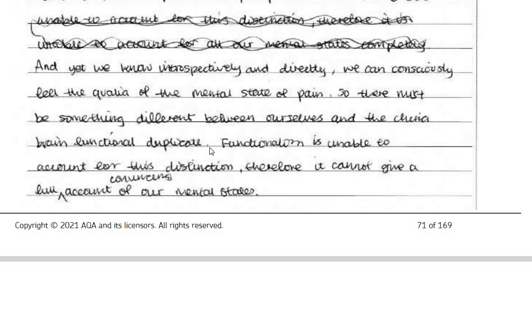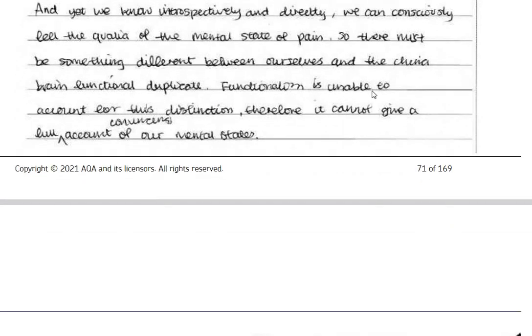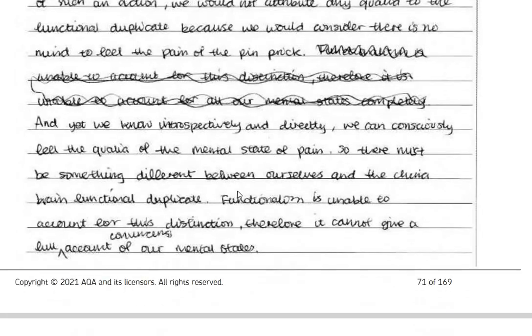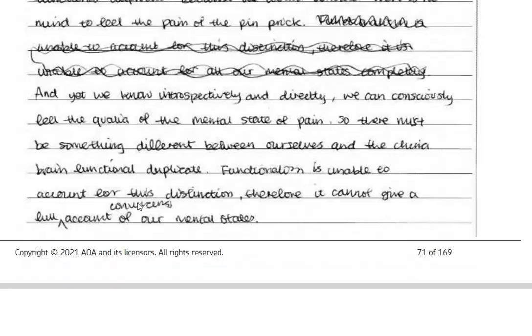Okay, again, a bit wordy. You need to keep it clear and robust in terms of responses, in terms of ongoing judgments, but it's well explained. I'll read on. Functionalism is unable to account for this distinction, therefore it cannot give a full, convincing account of our mental states. Now, that needs to be responded to, which this has not done.